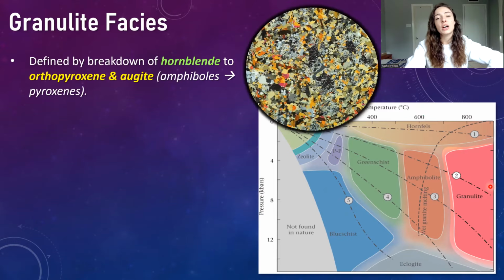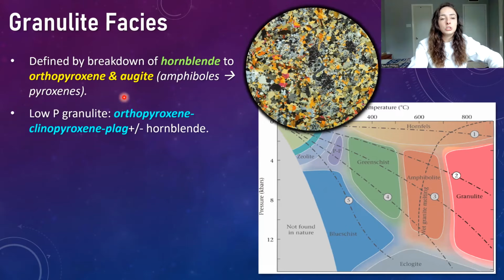And this is defined by the breakdown of hornblende as we get to those really high temperatures past the Amphibolite Facies. And it breaks down into orthopyroxene and augite, which augite is just a clinopyroxene. So you'll see me use augite and clinopyroxene kind of interchangeably here, just because I'm using it the way my book did and they kind of used it interchangeably. But anyway, the amphiboles just basically convert to pyroxenes during this transition from amphibolite to granulite facies.